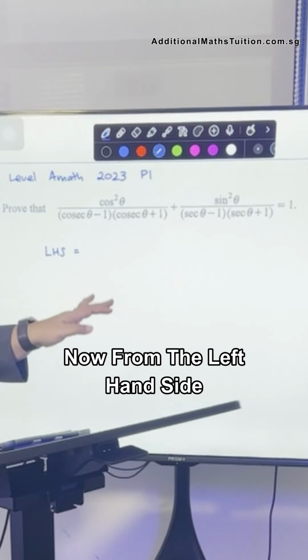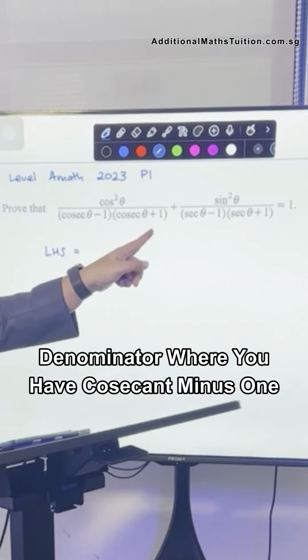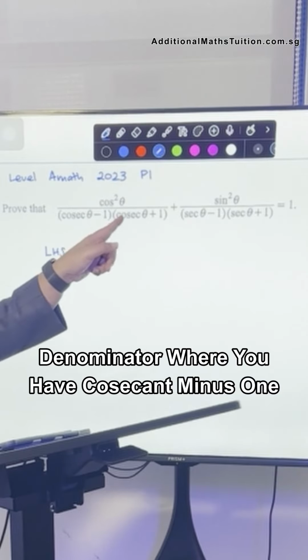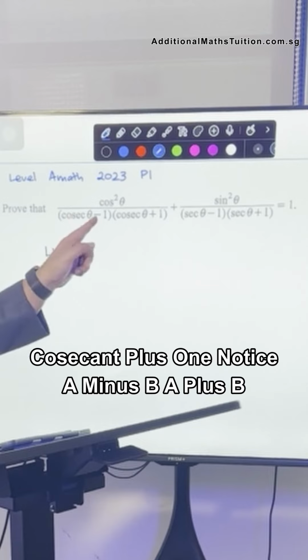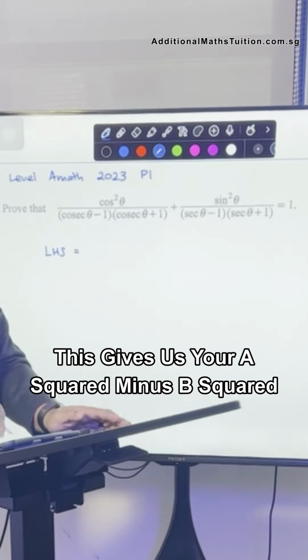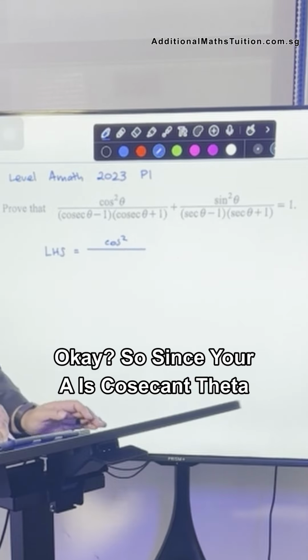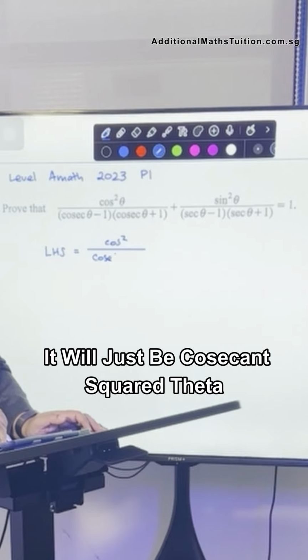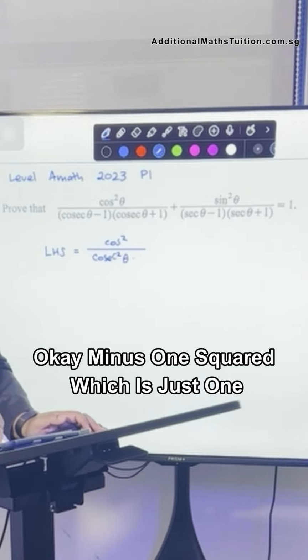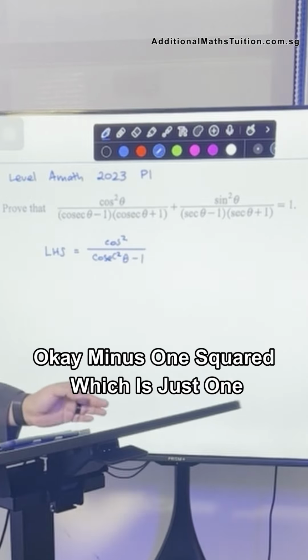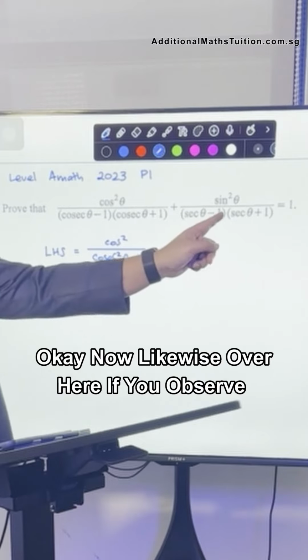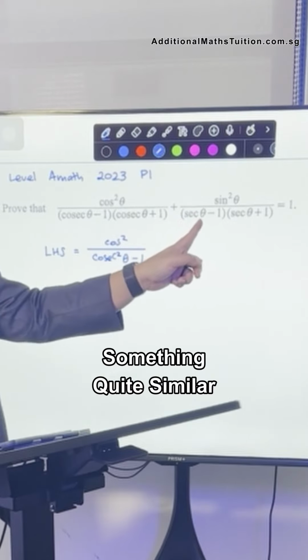Now, from the left-hand side, if you observe the denominator where you have cosecant minus 1, cosecant plus 1, notice A minus B, A plus B. This gives us your A square minus B square. Since your A is cosecant theta, it will just be cosecant square theta minus 1 square, which is just 1.